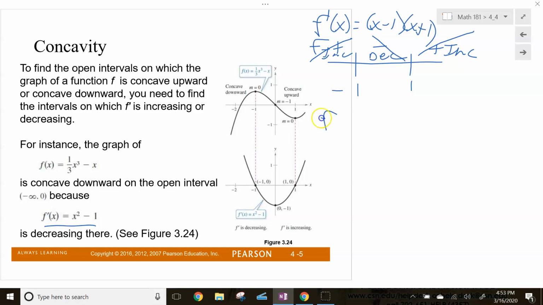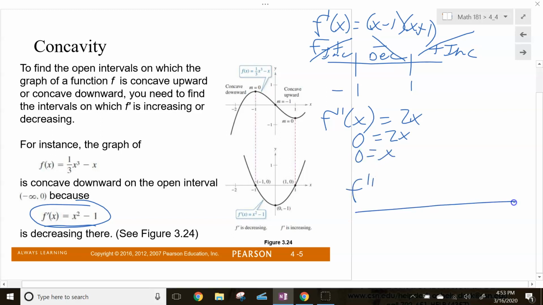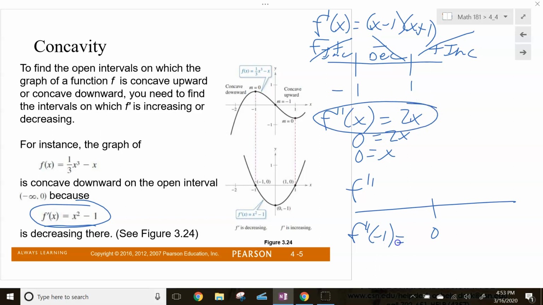Now let's take the second derivative. I'm taking the derivative of x squared minus 1, so I've got 2x. You can find the points of interest here. Let's say it equals 0, so x equals 0 for my second derivative. Let me test to the left of that, like f double prime of -1. I'm going to throw it into the second derivative, so 2 times -1, so I got -2.